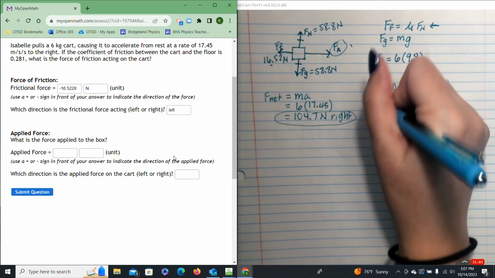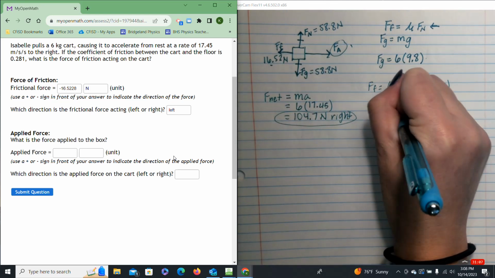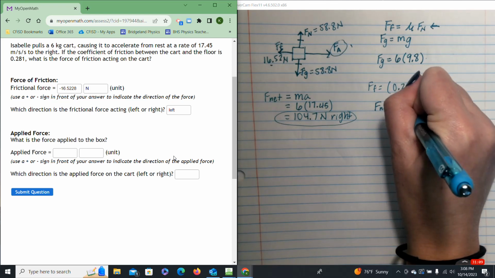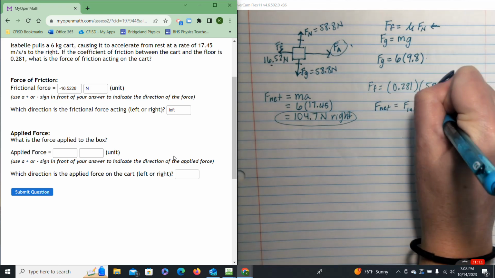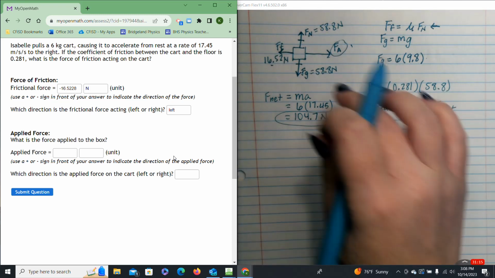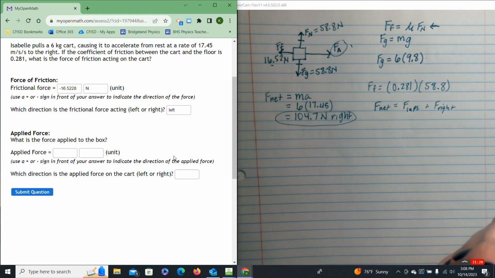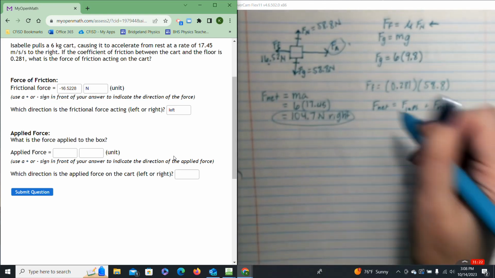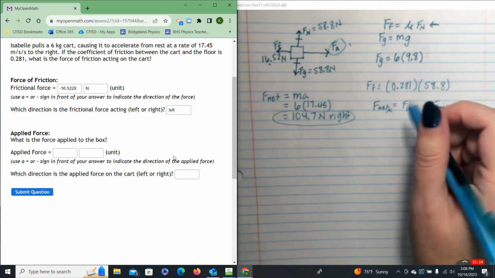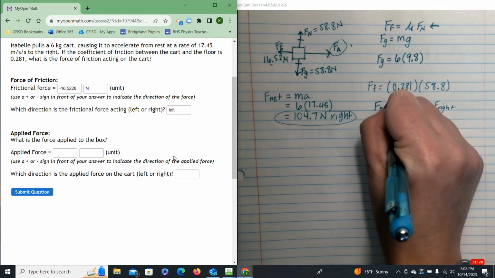Same way we've been doing it, because F net isn't just equal to ma, F net is also equal to the sum of the forces. That means the forces to the left plus the forces to the right. I can also do this same equation vertically, forces up plus forces down. But in this case, those are already 0, so let's go ahead and just deal with the x direction. Okay, so F net in the x direction is 104.7 newtons to the right.